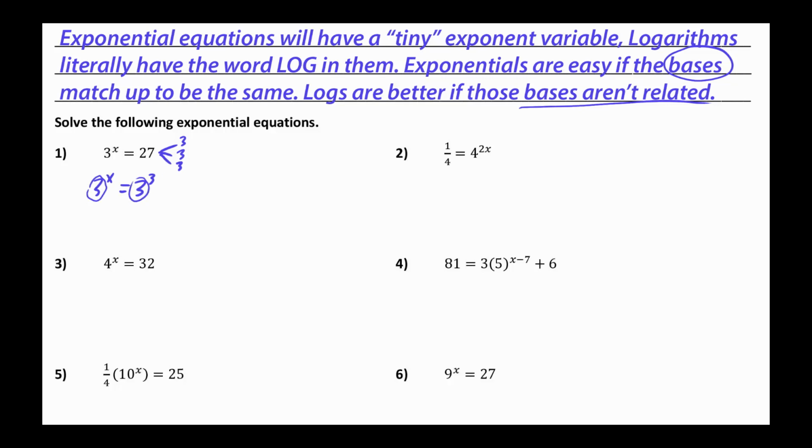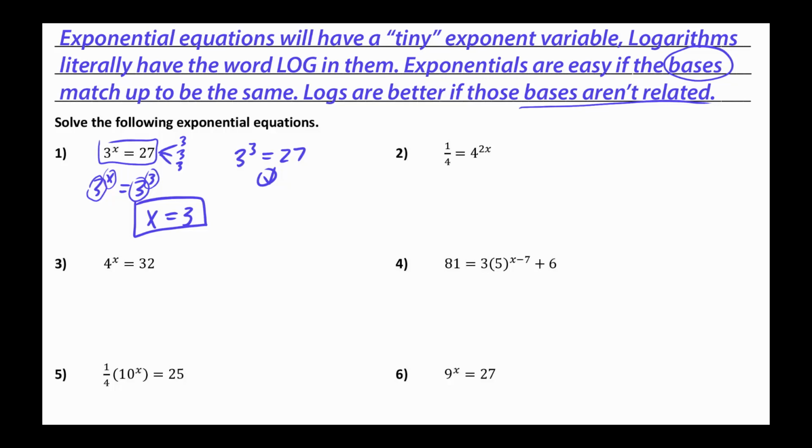In this problem, both of the bases are the same. 3 to the x equals 3 to the third. So the only answer that can happen here is that the exponents have to be the same as well. So x has to be equal to 3. Think about the logic of this problem. 3 to what power equals 27? Well, we know 3 to the third power equals 27. So that checks out. That makes sense. And just like that, you've solved your first exponential equation. They'll get a little bit harder, but that is the idea behind them.